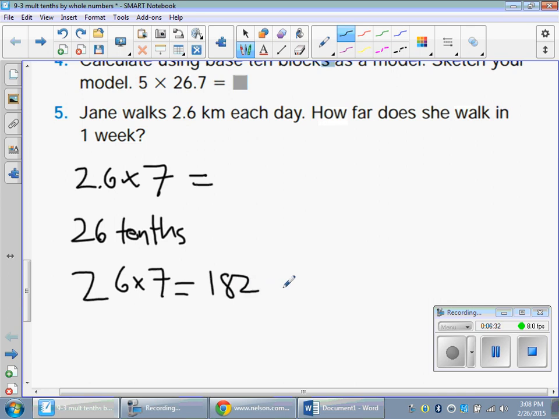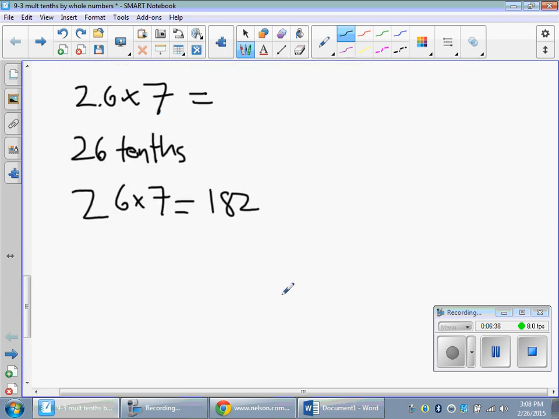So we have a total of 182 tenths. And if we were to lay all these out using our ones models from before, we would have 18 full ones and 2 tenths. In other words, 18.2. And that's number 5, 18.2 kilometers.